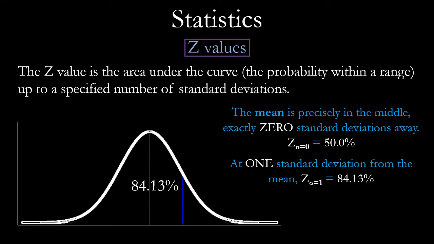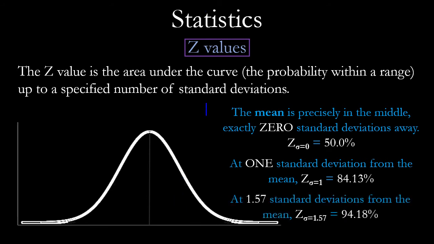And in that case, z is 84.13%, right? How about the Z at 1.57 standard deviations? And there we have 94.18%. Now these may seem a little bit arbitrary, but they're actually calculable, and you can actually look this up. There's, I think, a website called z-table.com where you can look at all of the Z values for any given number of standard deviations above or below the mean.